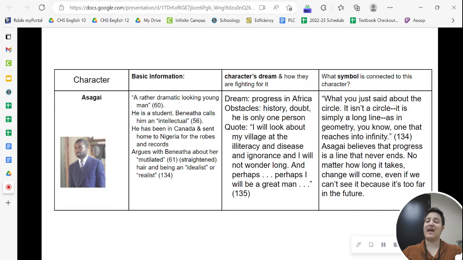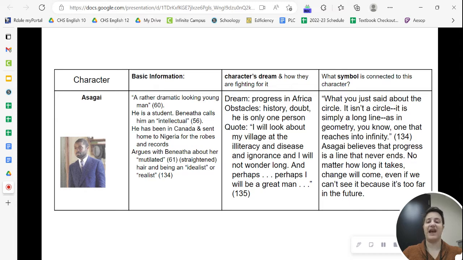So in your packet, we have a sample done with Asagai, who is not one of the main characters and not one of the people you can choose for your essay, but you can see our three pieces. First, we're listing basic information about him. Who is he? What's he like? What do we know about him? Okay, he's from Nigeria, but he's been in Canada. He's a student. He's dramatic looking. All that basic info. Then we can take some notes on his dream and how he's fighting for it.